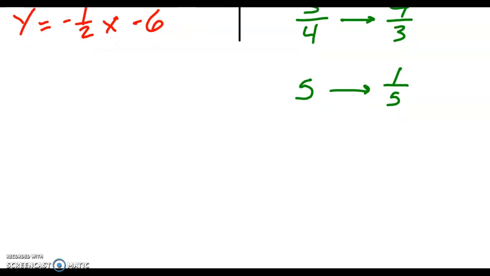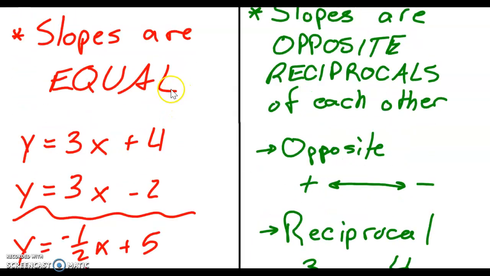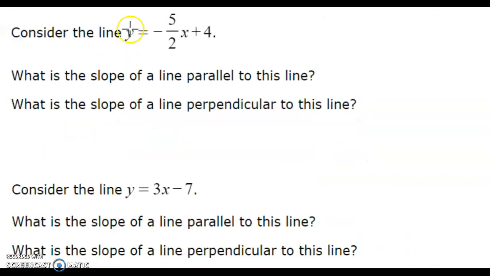So the slope of perpendicular lines is the opposite reciprocal. It means both those things are happening when we're talking about the slopes of perpendicular lines. So when you've got an equation of, let's say, y equals 2/5x minus 3, a perpendicular line would have negative, since the top one is positive, and then flip the fraction, 5/2, and that would be the slope of a perpendicular. So that's the base information about parallel and perpendicular slopes.